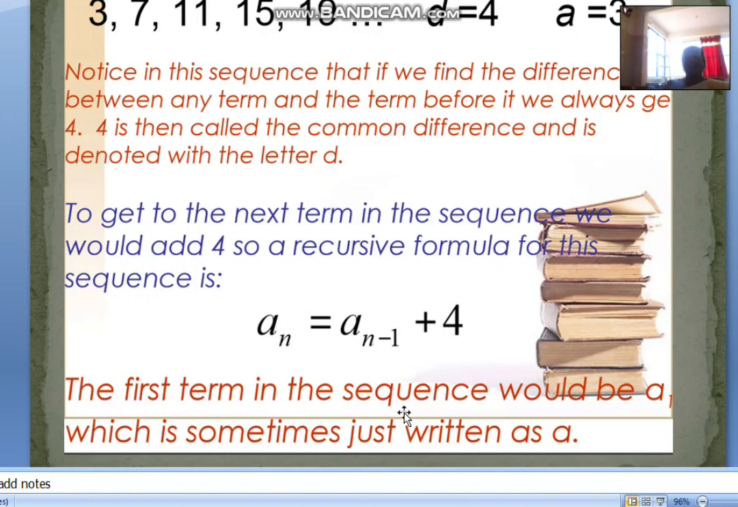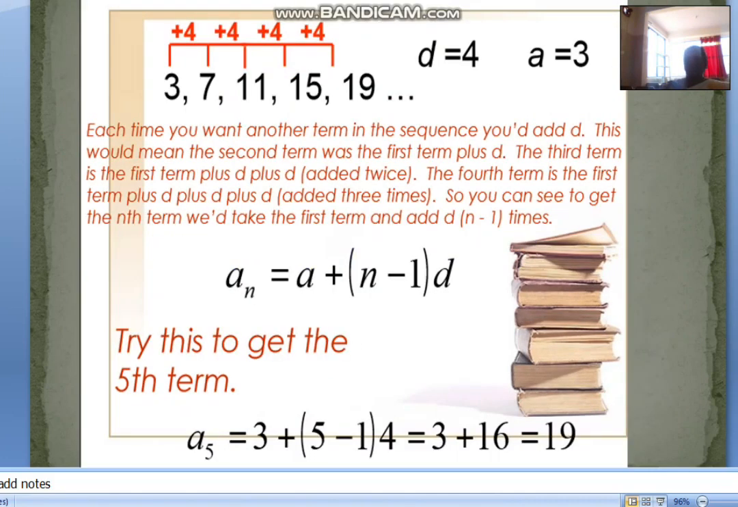The first term in the sequence would be a1. We are always representing the first term as a1, but usually we write it just as a. So always we are not going to write a1, we are writing a. So next is 3, 7, 11, 15, 19. Here d is equal to 4 and a is equal to 3. Each time you want another term in the sequence, you add d.